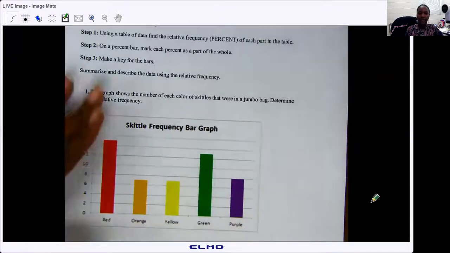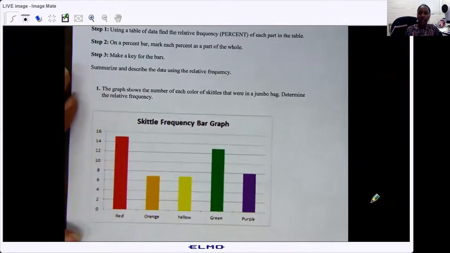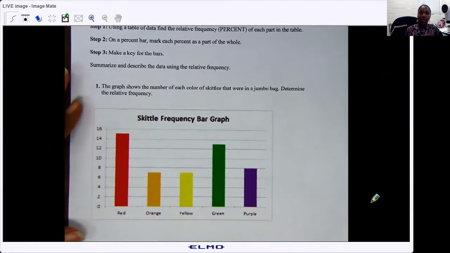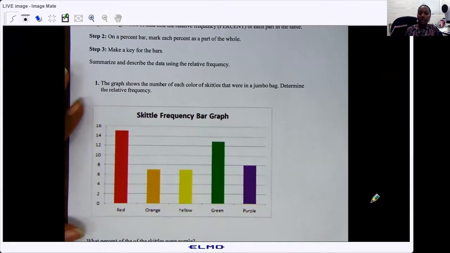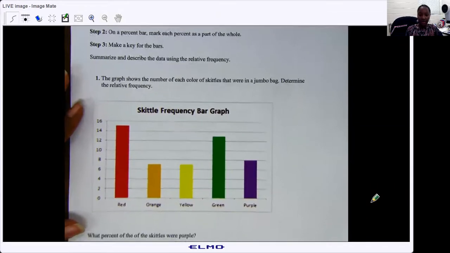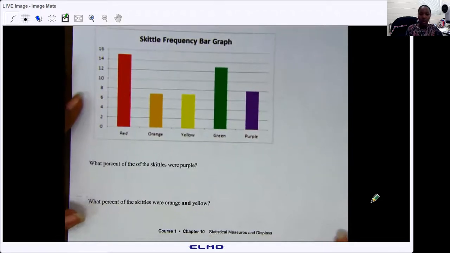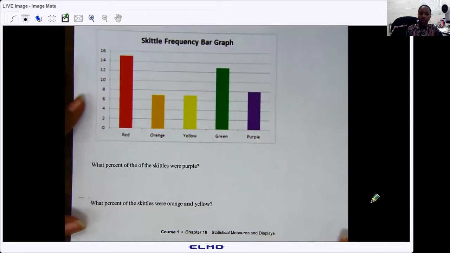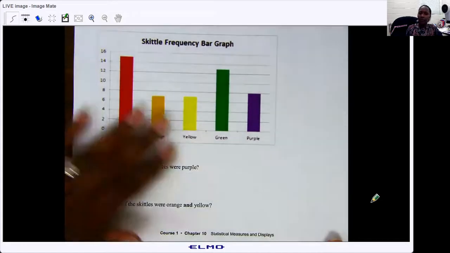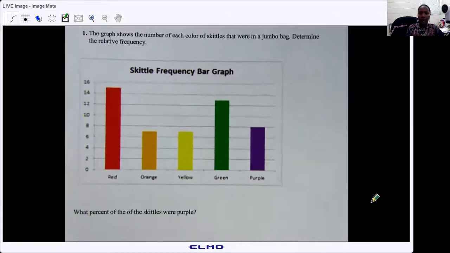It says, summarize and describe the data using the relative frequency. The graph shows the number of each color of Skittles that were in a jumbo bag. Determine the relative frequency. So they want to know what percent of the Skittles were purple and what percent of the Skittles were orange and yellow. But before we can do any of that, we need to find our total.